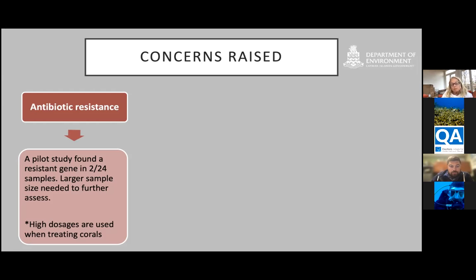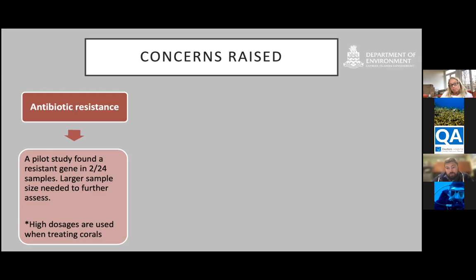But a study, I think it was last year, found a resistant gene in 2 out of 24 samples that were taken from corals. But what we really need here is a larger sample size to further try and nail down if this is actually the case or not, whether we find this in a lot of different regions where we're using antibiotics.